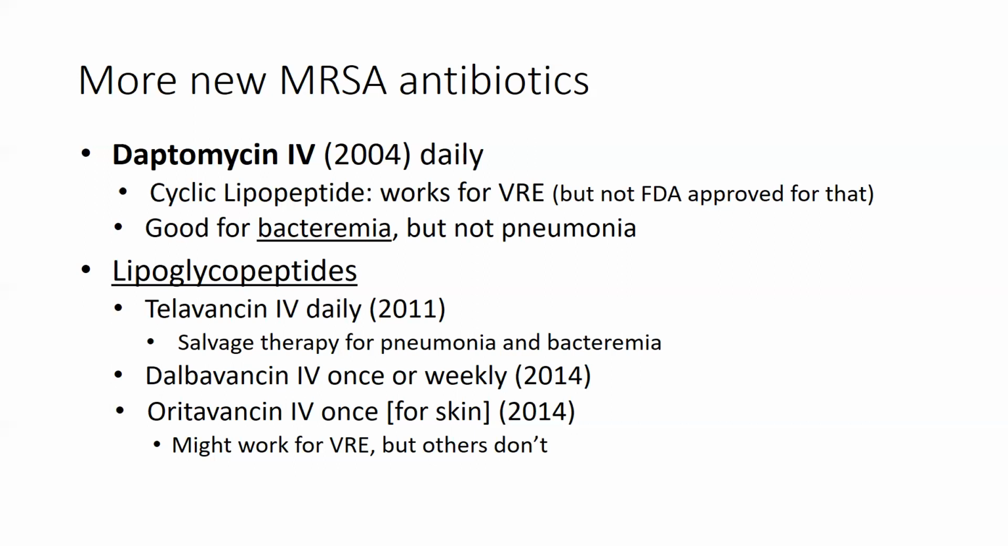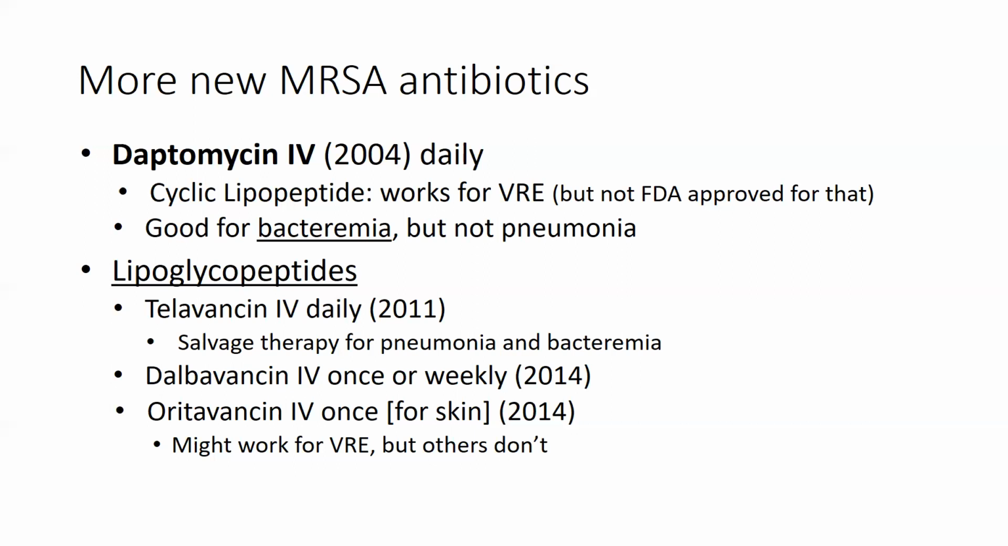The lipoglycopeptides are combinations of daptomycin and vancomycin structure. The glycopeptide is vancomycin, and the lipophilic tail on these is similar to daptomycin's mechanism. Telavancin was approved in 2011. This was a once daily alternative for patients with pneumonia or bacteremia, but still comes with the nephrotoxicity of vancomycin.